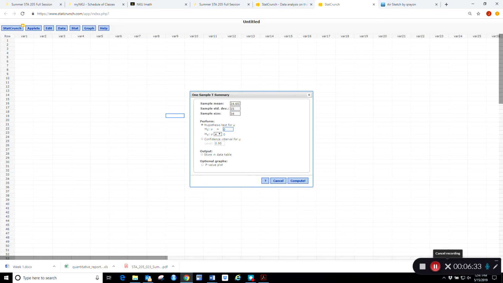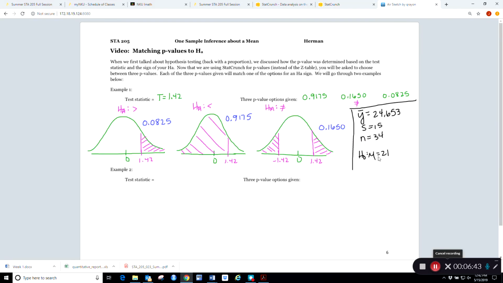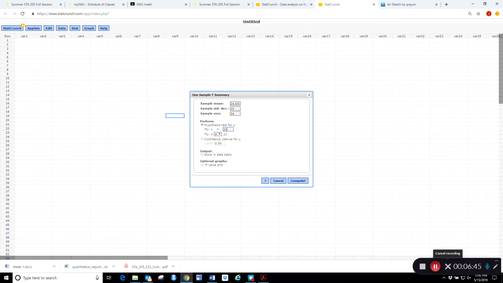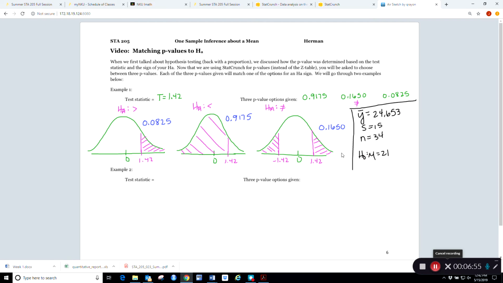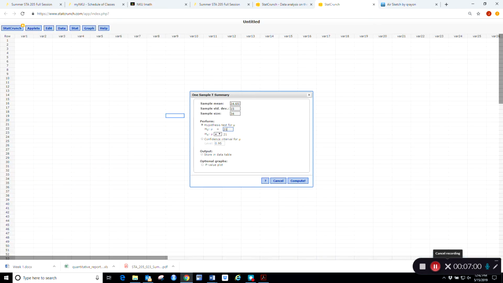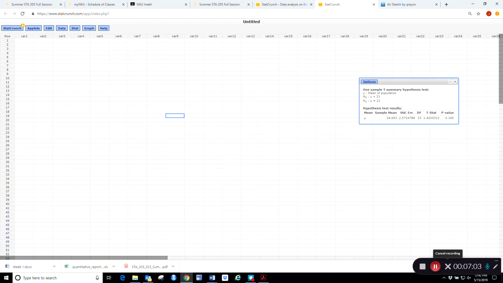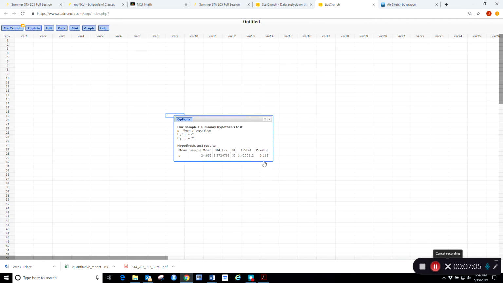Next, though, I have to have some hypothesis that I'm testing. Suppose that our null hypothesis is that the mean is 21. And again, just putting that there for us. Well then, based upon my alternative hypothesis sign, the only thing that changes in my output will be that p-value. So if I leave it as that not equal to, I believe then I should get a p-value of 0.1650 from what I've drawn here with my pictures. Notice that that is what we got. And there's that t of the 1.42.